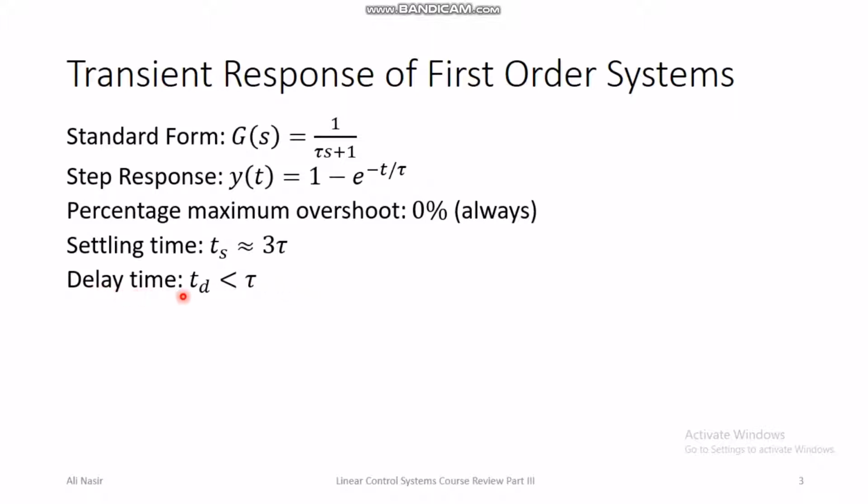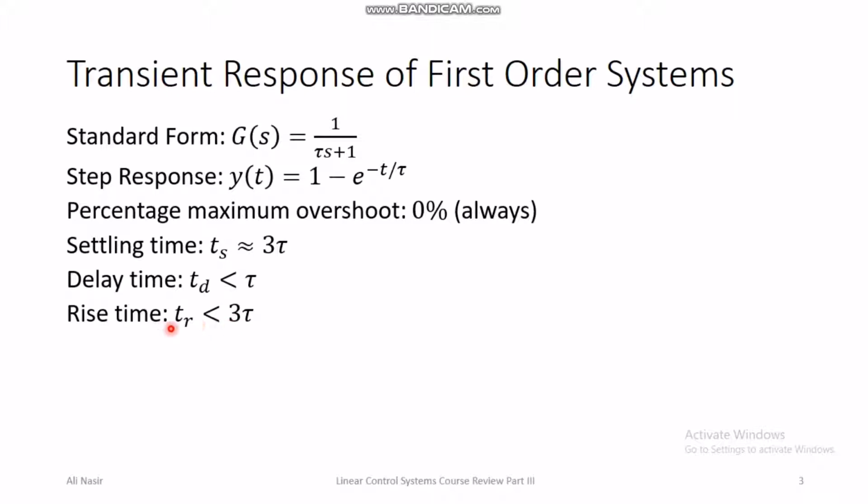Delay time for a first order system is less than tau. It's probably around 0.7 tau or something like that. You can calculate delay time using this equation and the definition of delay time. Similarly, rise time is less than 3 tau.